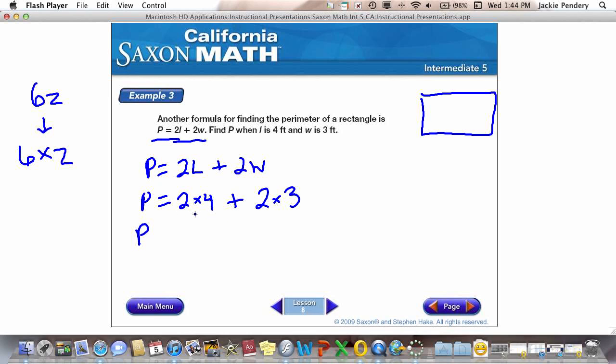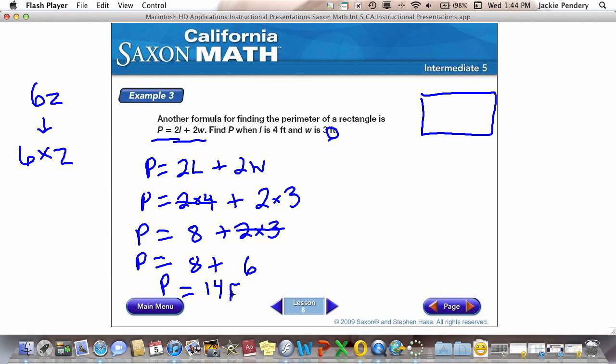I have to do the multiplication first. So 2 times 4 equals 8 plus 2 times 3. We used this. We brought this down. Again, I have to multiply first. So 2 times 3 is 6. I've used this. I'm going to bring down my 8 plus. And finally, my addition, 8 plus 6 equals 14. Back to my units. I am in feet. So my perimeter equals 14 feet.